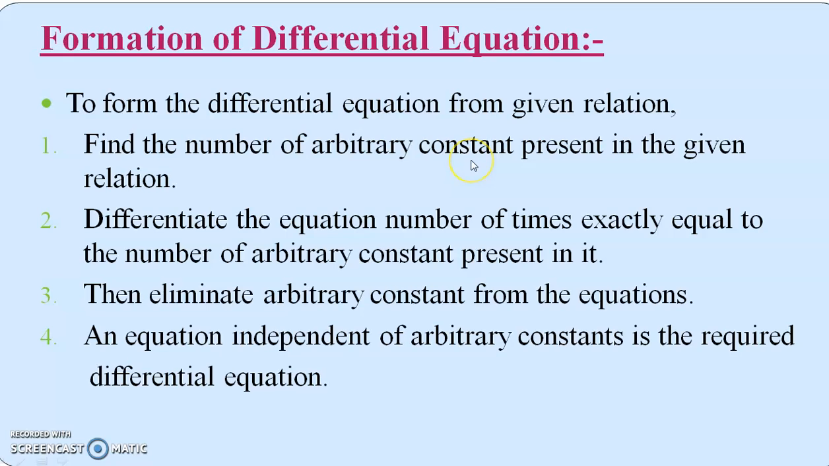Arbitrary constant means a constant to which one may assign different values according to the specified conditions. So the first step is to find out the number of arbitrary constants present in the given relation. Second step, differentiate the given equation a number of times exactly equal to the number of arbitrary constants present in it. Third step, then eliminate the arbitrary constants from the equations.